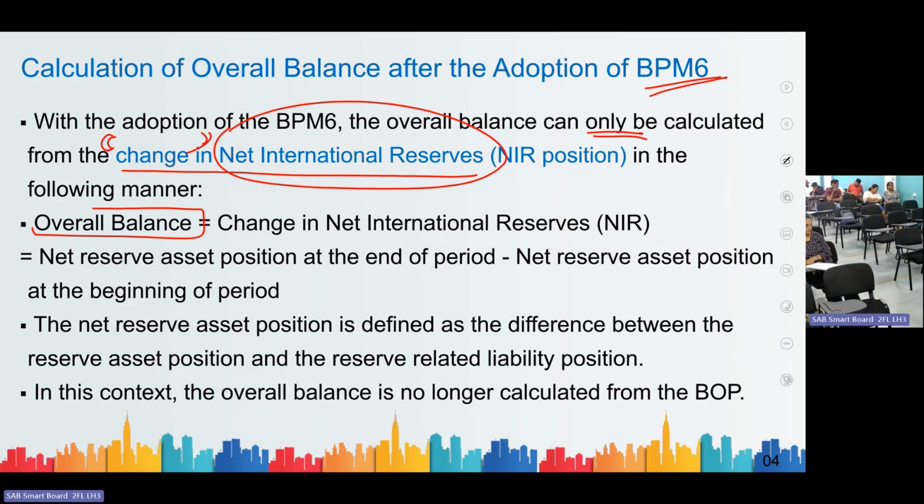And how do we get the change in net international reserves? Net reserve asset position at the end of the period, if it is 2023, net reserve asset position at the end of 2023, minus net reserve asset position at the beginning of the period, that is December 2022. So we have to get the difference between these two values: December 2023 minus December 2022.